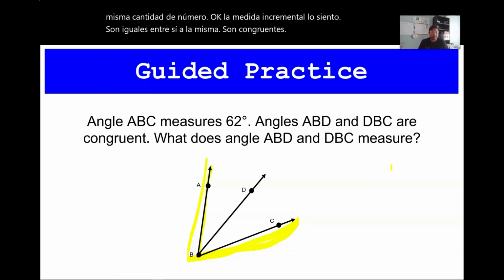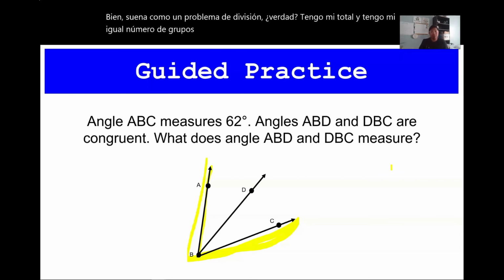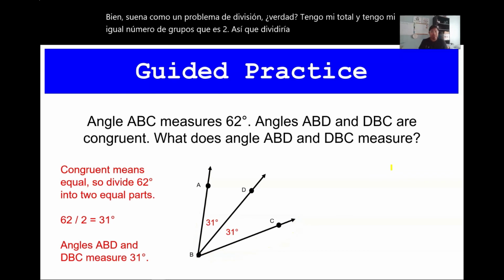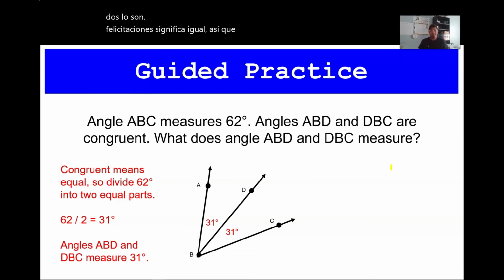What can we do? Good, it sounds like a division problem, right? I have my total and I have my equal number of groups, which is 2. So I would divide 62 by 2 to get what both of them are. Congruent means equal, so divide 62 into 2 equal parts. 62 divided by 2 equals 31. So both angles are 31.